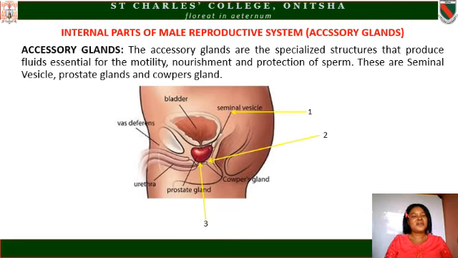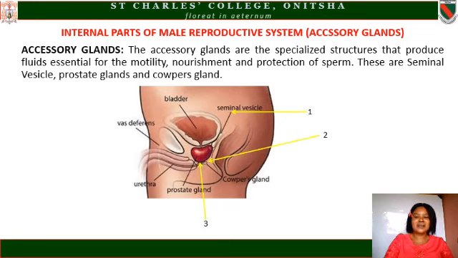Now, let's move over to internal parts of male reproductive system called accessory glands. The accessory glands are the specialized structures that produce fluids essential for the motility, nourishment, and protection of sperm. These are seminal vesicle, prostate glands, and Cooper's gland.